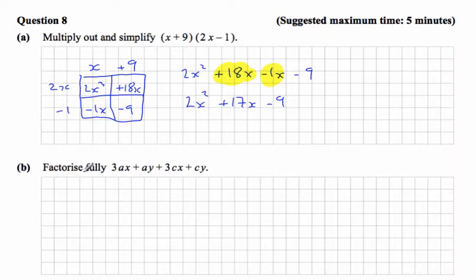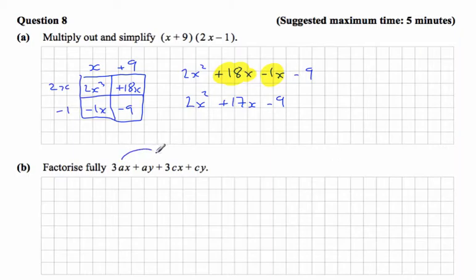Part B says factorize fully 3ax + ay + 3cx + cy. Well, when we're factorizing, we try and see is there anything that's in all the terms. So is there any part of these four terms that's the same? And the answer to that is no. There's nothing that's in all four parts. Well, then another method we can try is factorizing by pairing.